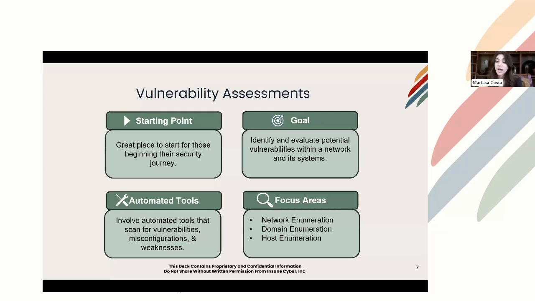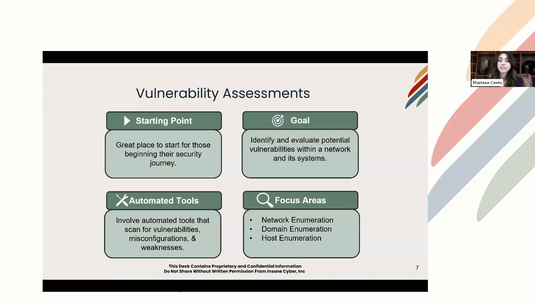Vulnerability assessments in particular have specific focus areas like network, domain, and host enumeration. So for network enumeration, that's looking at the network configurations in the environment. Domain enumeration, similar, it's used for analyzing the domain configurations of the users and groups in the environment. And then host enumeration, which is used to identify vulnerabilities directly on a host and their security configurations.